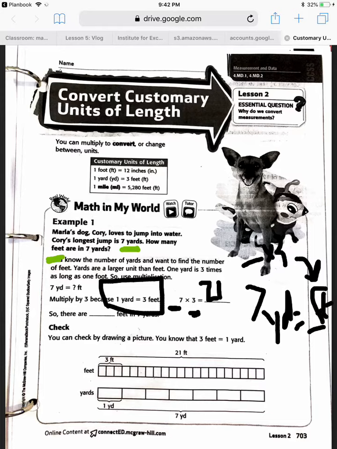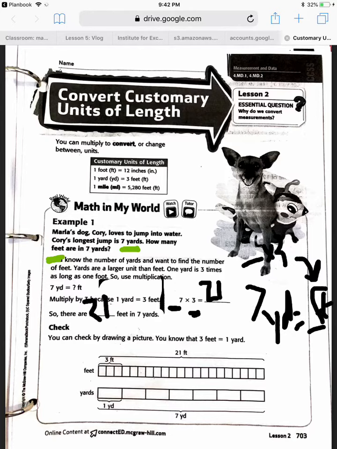And 21 is not your final answer. You need to answer that there are 21. Let me erase this here. There are 21 feet in 1 yard.